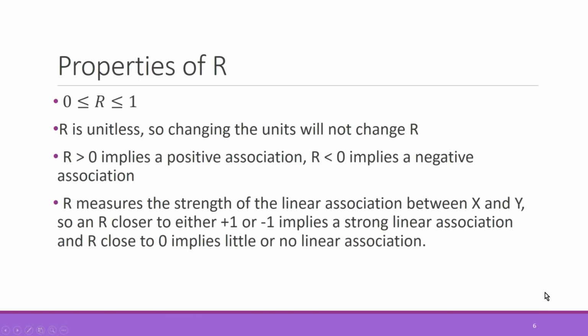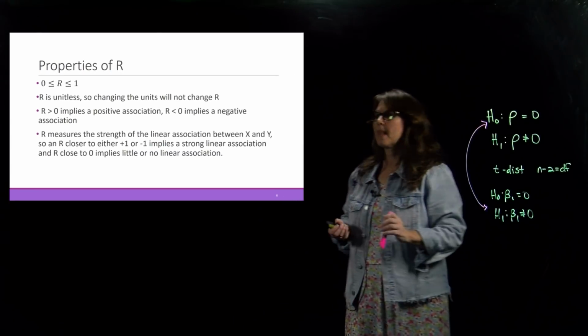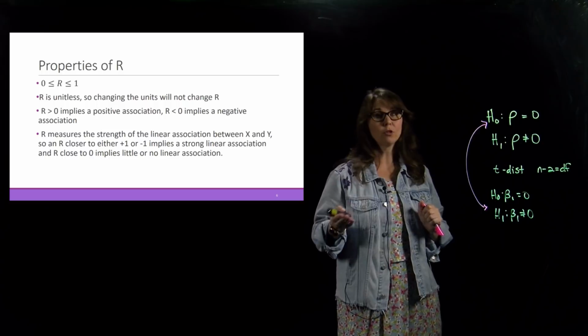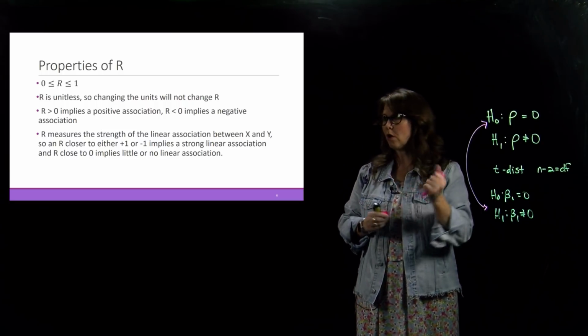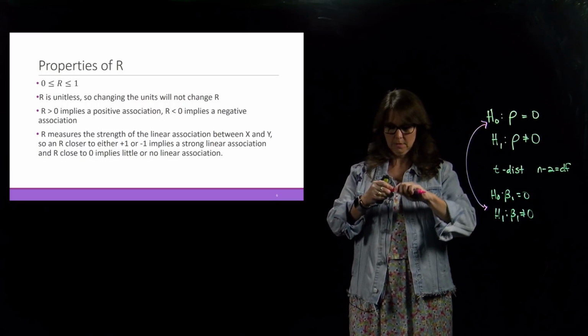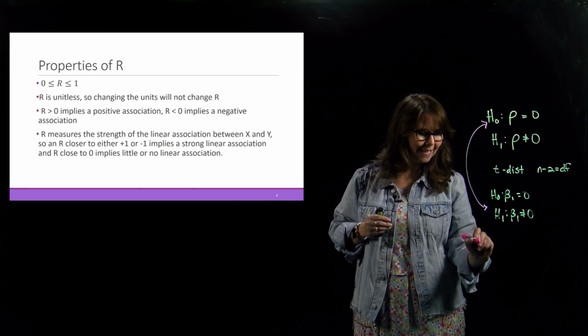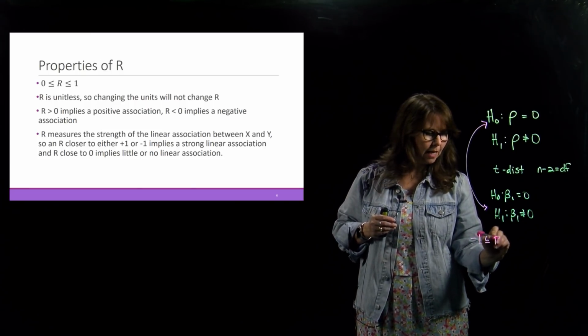Okay, so we're going to go back to the board. And we see some properties of R. First of all, R is between 0 and 1. Ooh, actually, that's wrong. That's another typo. This is typo day. R is between -1 and +1.